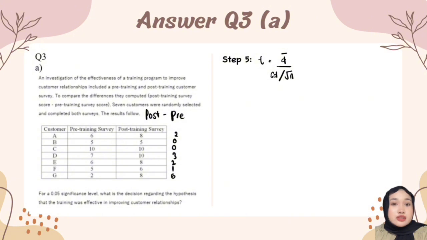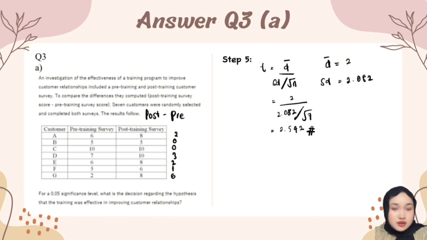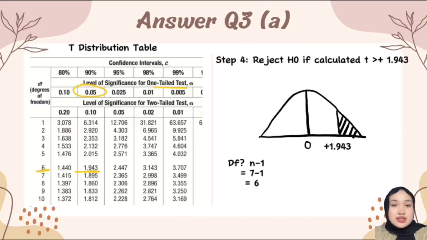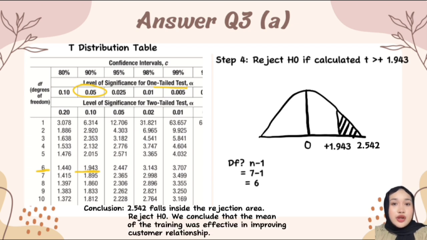After we get the differences, use the calculator to find d bar, which indicates the mean, which is 2, and the standard deviation, I got 2.082. Just plug into the formula and we got t equal to 2.542. If you look at the graph, our t is inside the rejection area. The conclusion is that 2.542 falls inside the rejection area, reject H null, and we conclude that the training was effective in improving customer relationship.